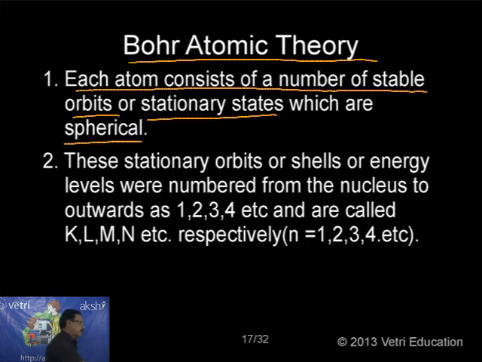Number two. These stationary orbits or shells, or even call them energy levels, were numbered starting from the nucleus outwards as 1, 2, 3, 4, etc., and are called K, L, M, N, etc. respectively. That means when n equal to 1, K shell; n equal to 2, L shell; n equal to 3, M shell; n equal to 4, N shell, etc. This is another most important postulate proposed by Bohr atomic theory.